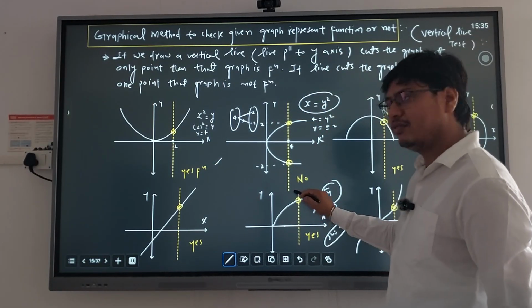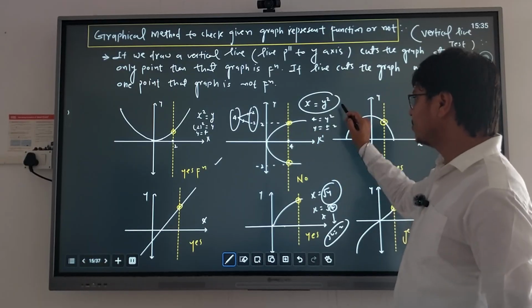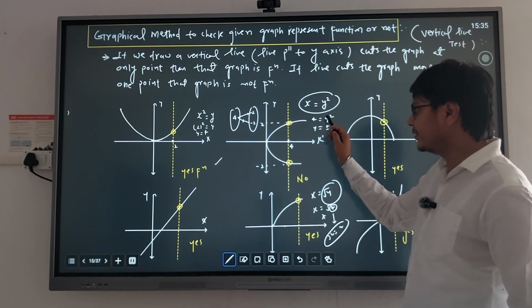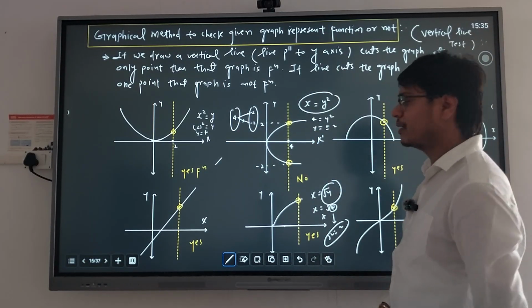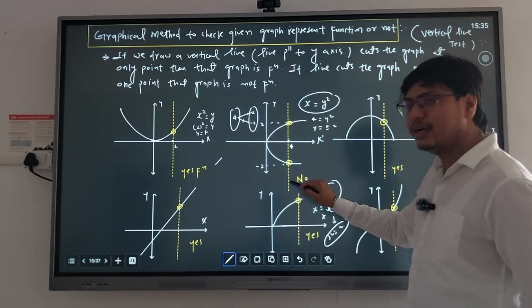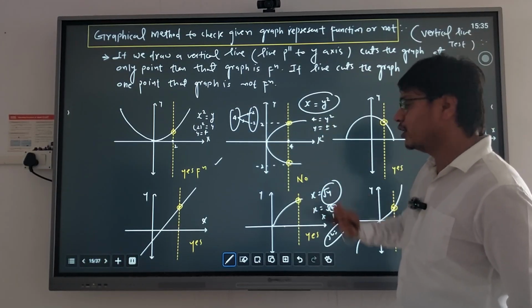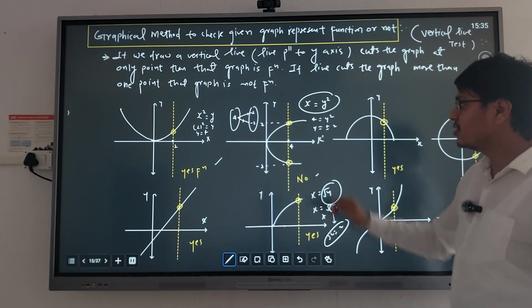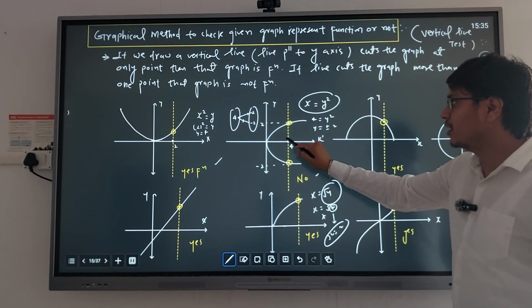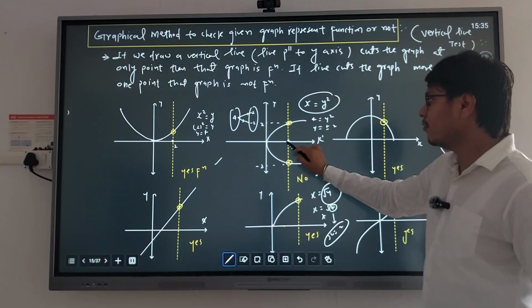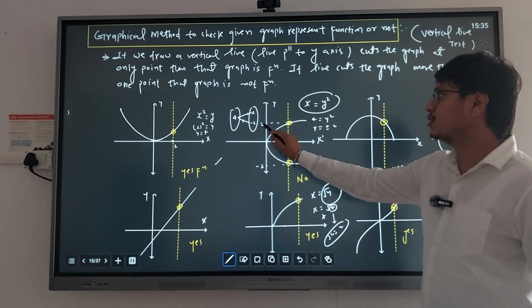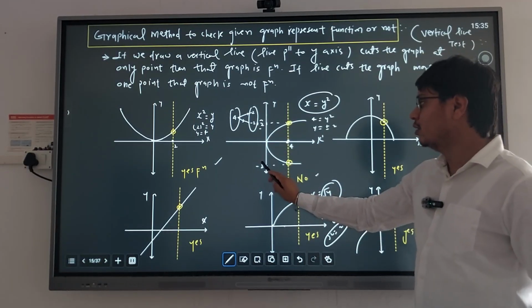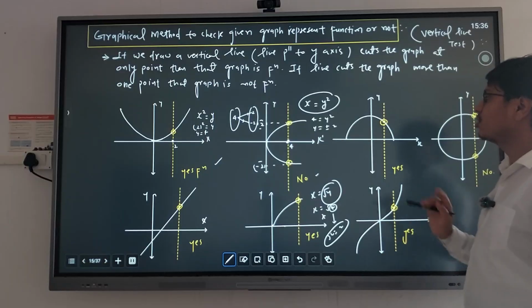If we draw the graph of the expression x equal to y square, that is also a parabola, a parabolic equation. If we draw a vertical line and it intersects at more than one point, that is not a function, because this will represent an element having two images. The first one is 2 and the second one is -2. So that is not a function.